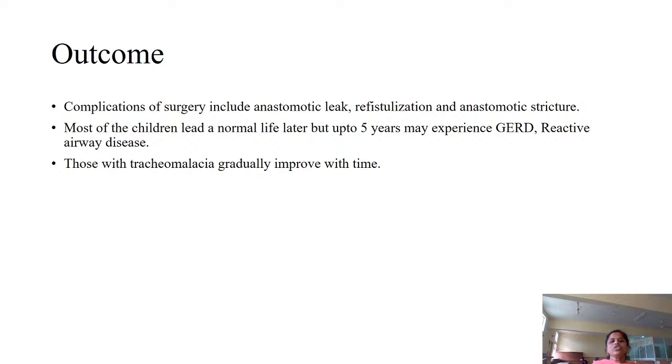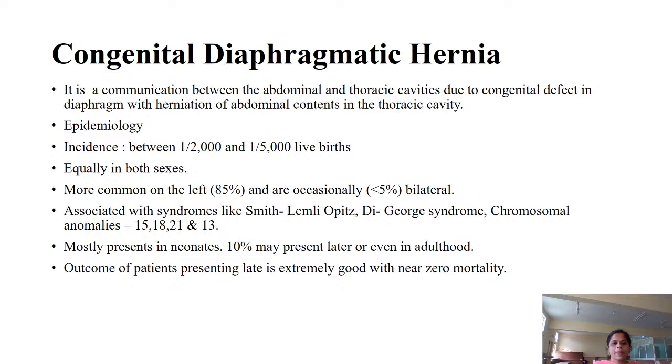So complications of surgery, obviously leaks can be there because we are doing an anastomosis: anastomotic leak, or refistulization, and anastomotic stricture can be there. Most of the children lead a normal life later, but up to 5 years of age, they may experience GERD and reactive airway disease. Those with tracheomalacia gradually improve with time.